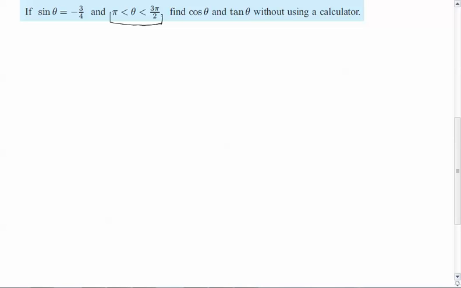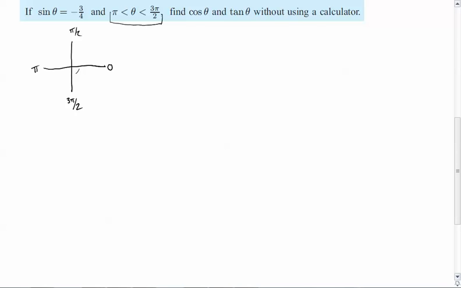All right, so let's do it. So here is my drawing. I know that this is 0. This is pi, which means that this is pi over 2. Remember, it's positive as we go counterclockwise. And then this would be 3 pi over 2.